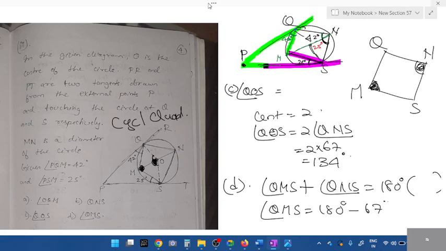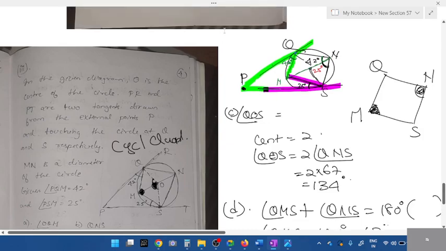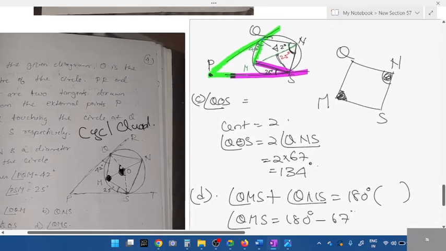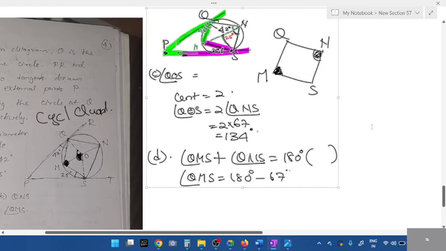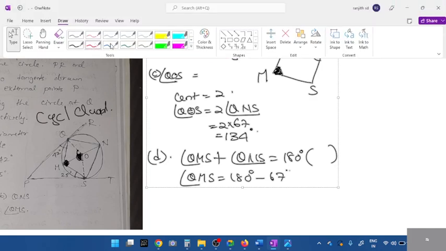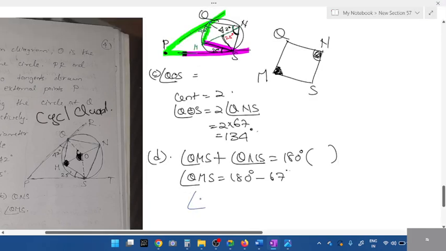See, this specimen question is given on page 500, after 500, students. Tangent chapter, you can find this, but answers are not given. Solution is not given, so make a note. Make a note of this. What's the value? What's the answer? QMS is equal to 113. 180 minus 67 is 113 degrees.